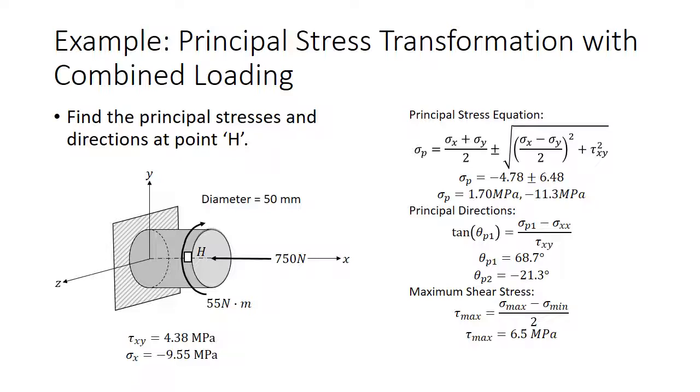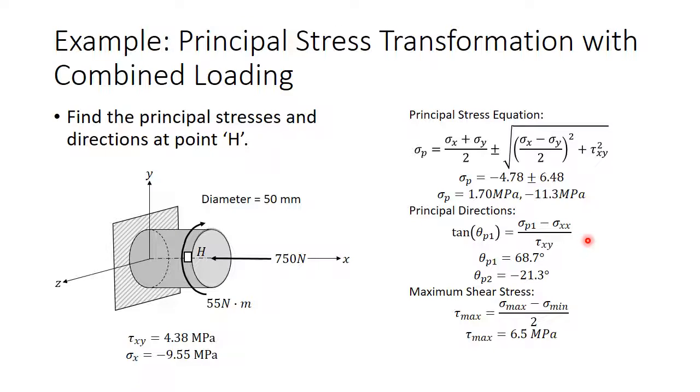We can use this stress state to calculate the principal stresses, principal directions, and maximum shear stress. This is the equation for principal stress in 2D. And in this case, your normal stress in the y direction will be 0. It simply comes out to 1.7 megapascals and negative 11.3 megapascals.